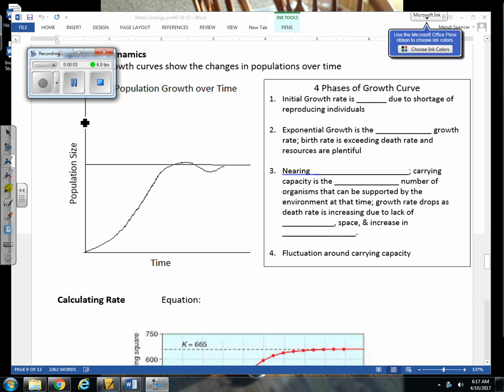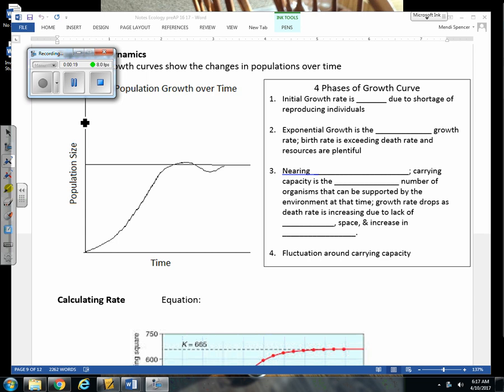In this part of our notes, we're going to talk about changes to populations over time. What can affect population size? What can affect population growth rate? First, we're going to take a look at population growth curves, which show a change in population over time.